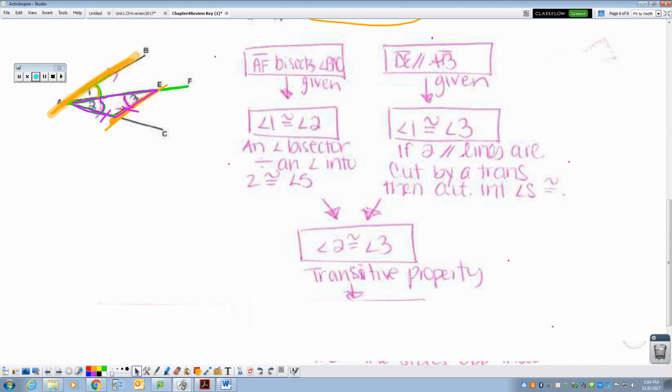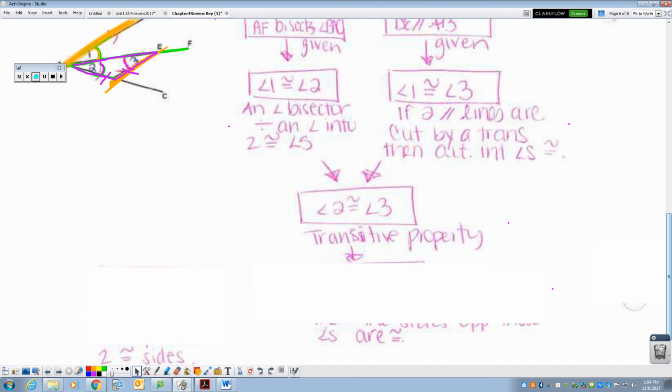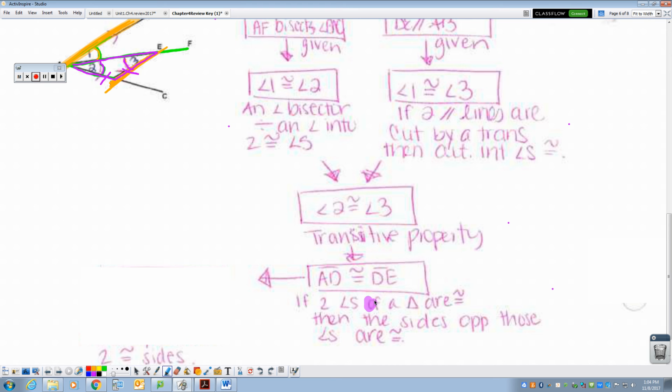Transitive links those because it's a congruent symbol, not an equal sign like substitution. And then the last 2 steps: if 2 angles of a triangle are congruent, then the sides opposite them are congruent. You have to say "of a triangle." If you skip that, it's not right. And then the sides lead you to isosceles.